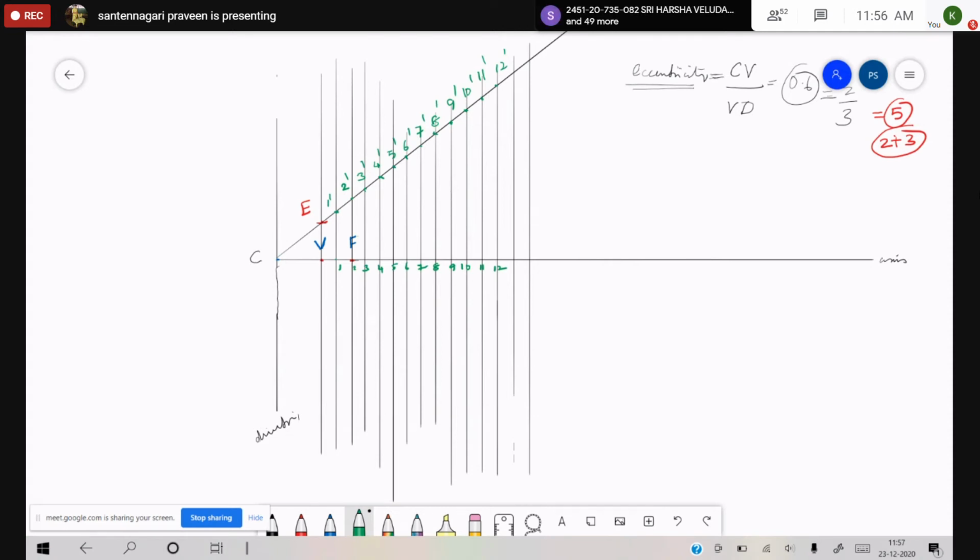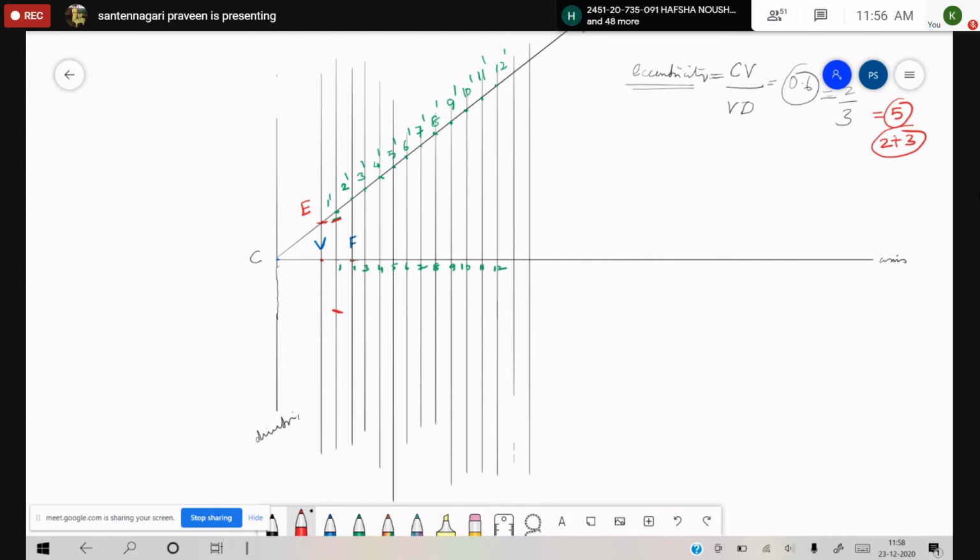Having understood this, with F as center and 1, 1 dash as radius, I am cutting an arc. Take a compass, measure this distance 1, 1 dash. With F as center, cut an arc on this line on both sides. I am drawing it approximately; you have to do it accurately with the compass.